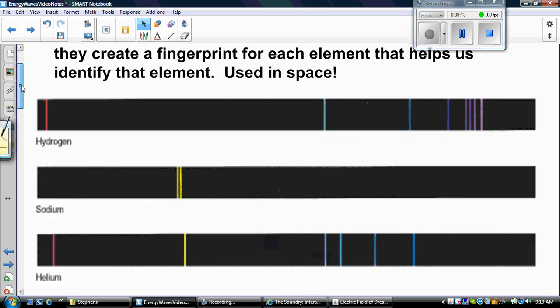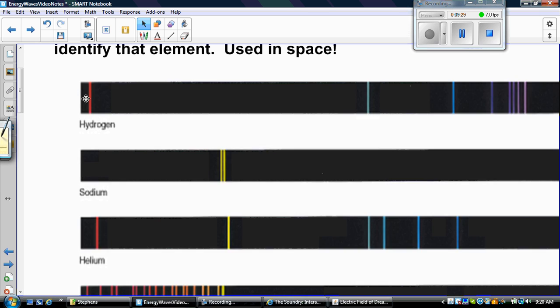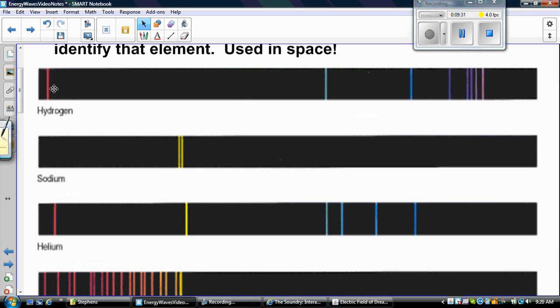So if you take a look below, if we heated up hydrogen, we're actually going to do this in a lab, if we heated up hydrogen gas and then looked through it in a diffraction lens that will separate the light into its colors, you will see that hydrogen is made up of red. Red.